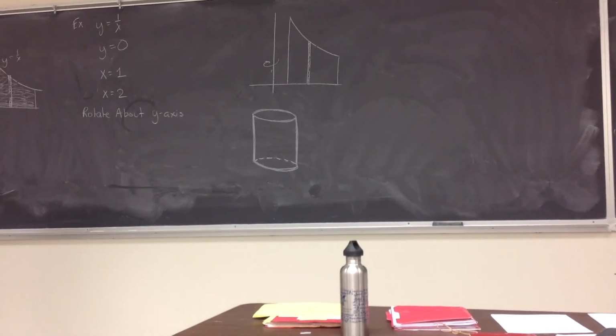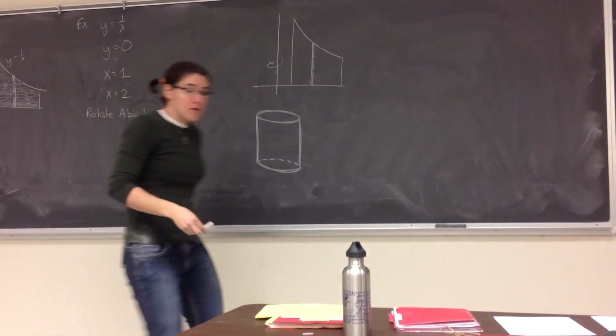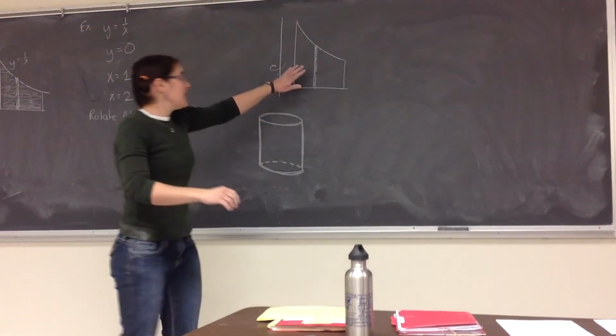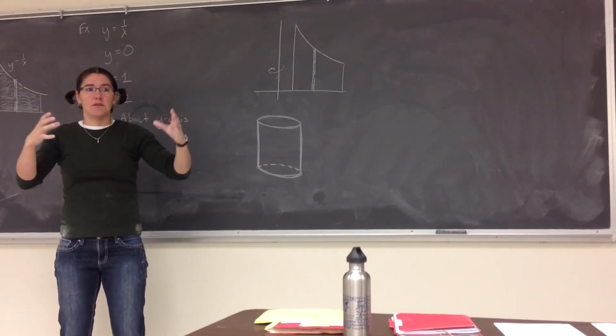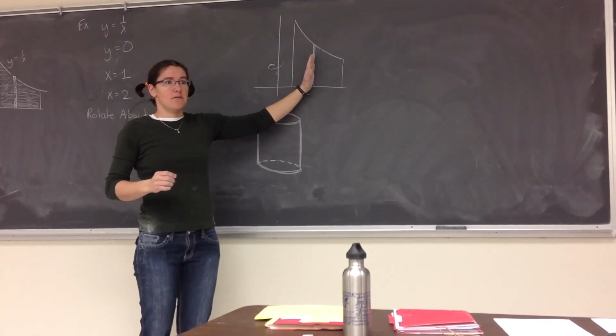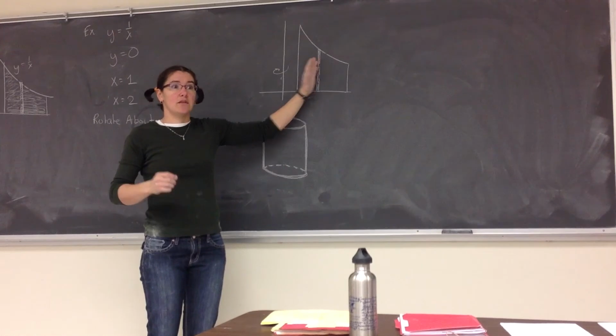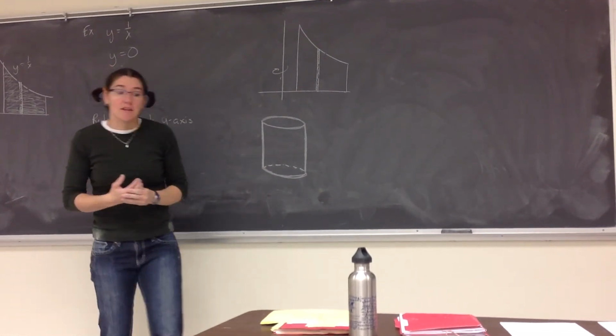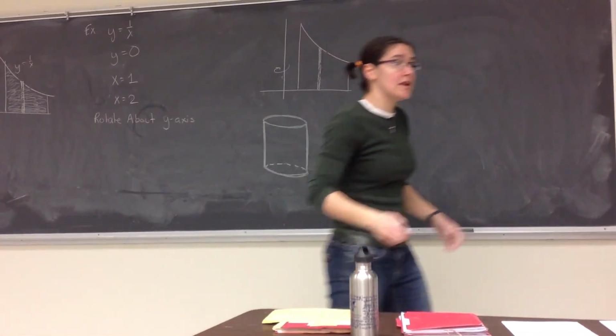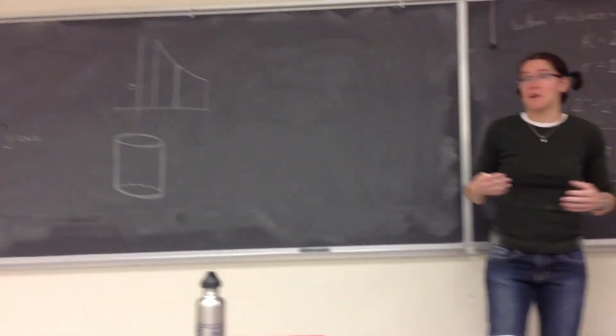And so that's one shell. Now, if you imagine what's happening here, when I take this solid and I swing it around, each of these vertical rectangles is going to create a separate shell. And so essentially what I have is a bunch of nested soup cans.